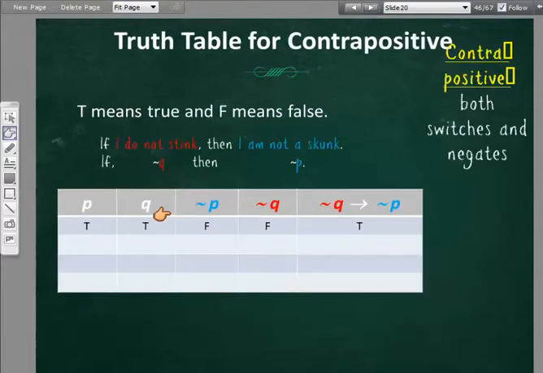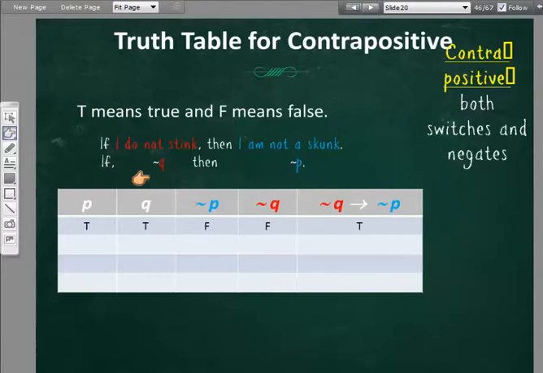Last one, the contrapositive. If I do not stink, I am not a skunk. So remember, we're going to switch the hypothesis and conclusion, then we're going to negate them. So look here, I've got my original P and Q column, and remember, the only reason I add the P and Q column is so I know what the truth values will be for not P and not Q. My last column says not Q implies not P.